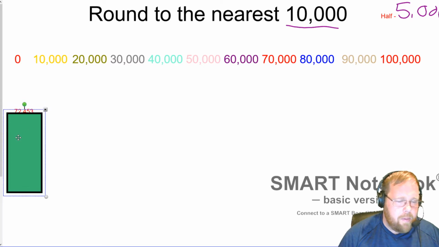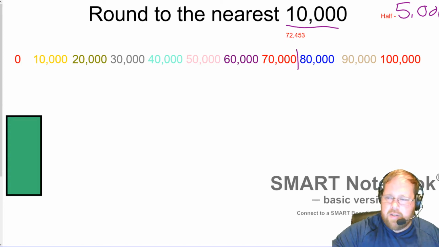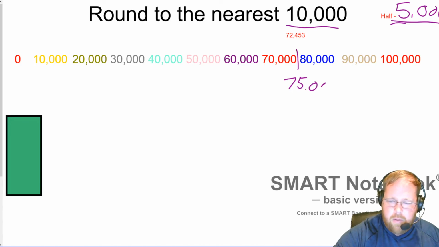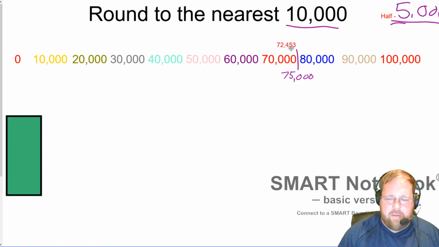72,453. So first of all, where would we put it? 40, 50, 60, 70? Right there. But where is it going to fall? Half is 5,000, so 75,000. Which way is it going to fall? It's falling, falling, falling. 70,000, 71,000, 72,000. It comes way before 75,000. So we're rounding to 70,000.